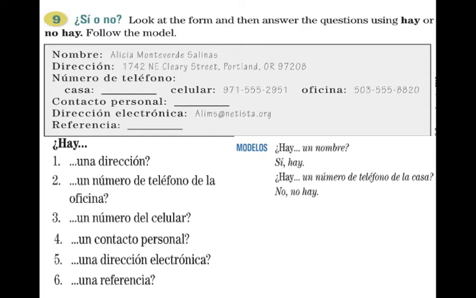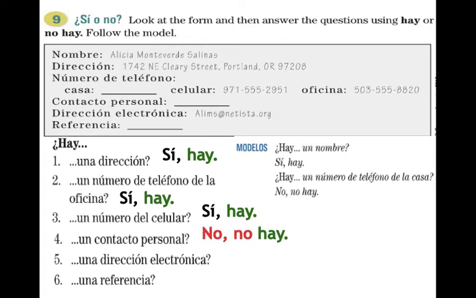Uno. ¿Hay una dirección? Sí, hay. Dos. ¿Hay un número de teléfono de la oficina? Sí, hay. Tres. ¿Hay un número del celular? Sí, hay. Cuatro. ¿Hay un contacto personal? No hay. And by the way, the no hay together means there isn't, so no, there's not.